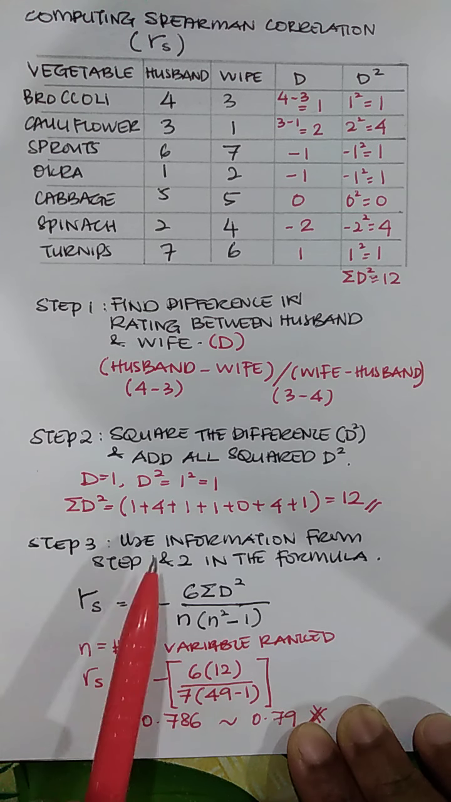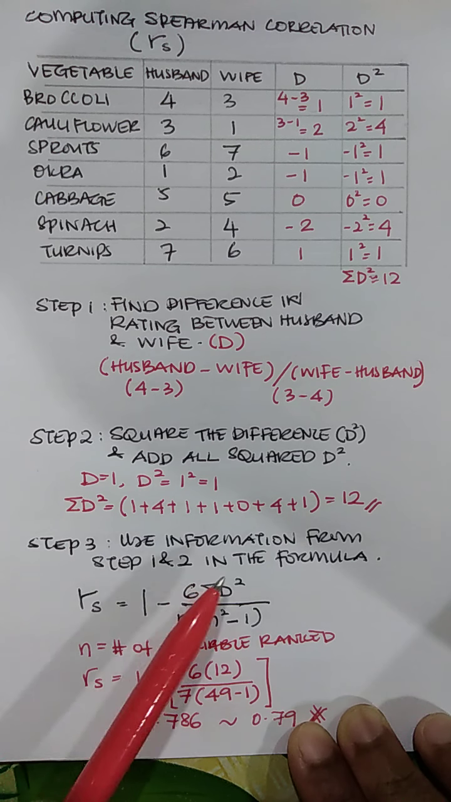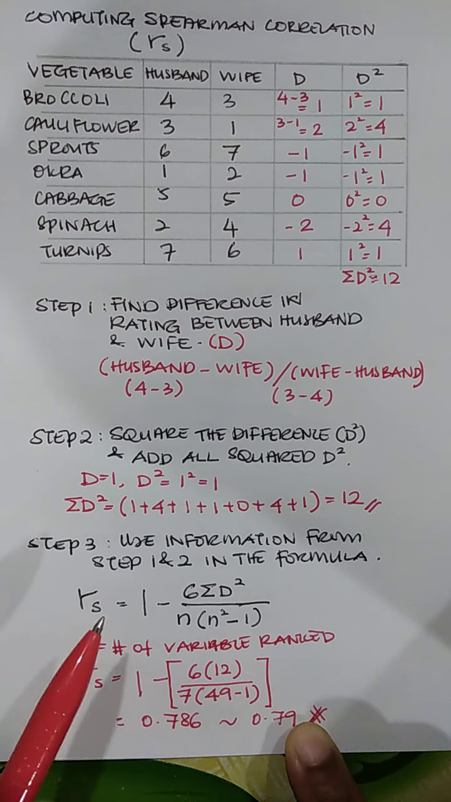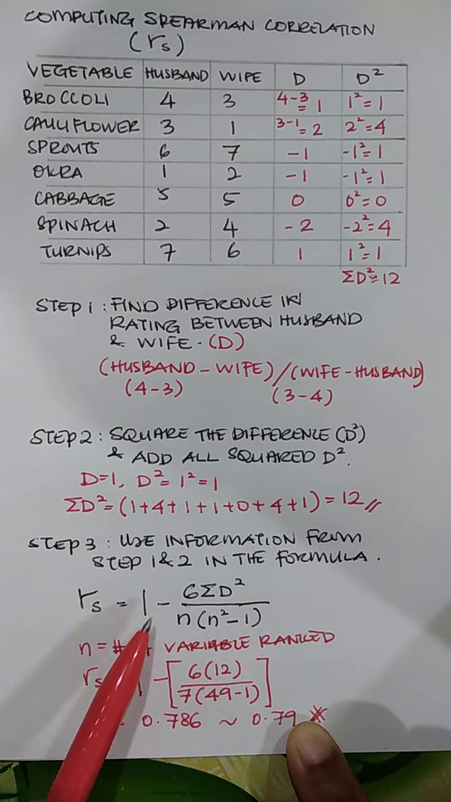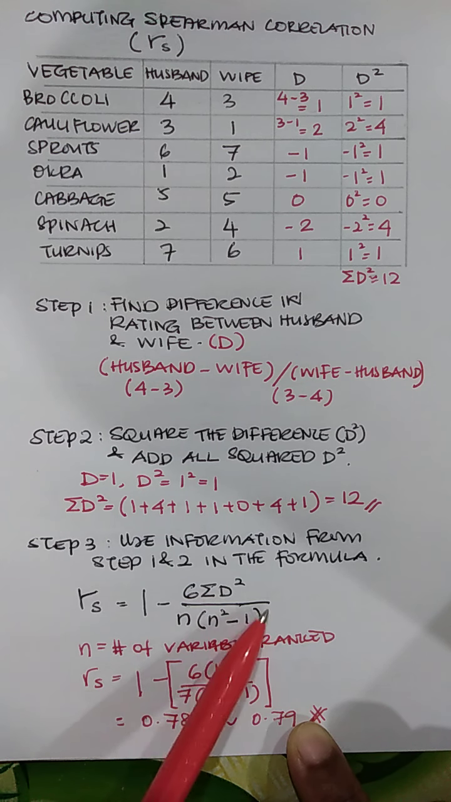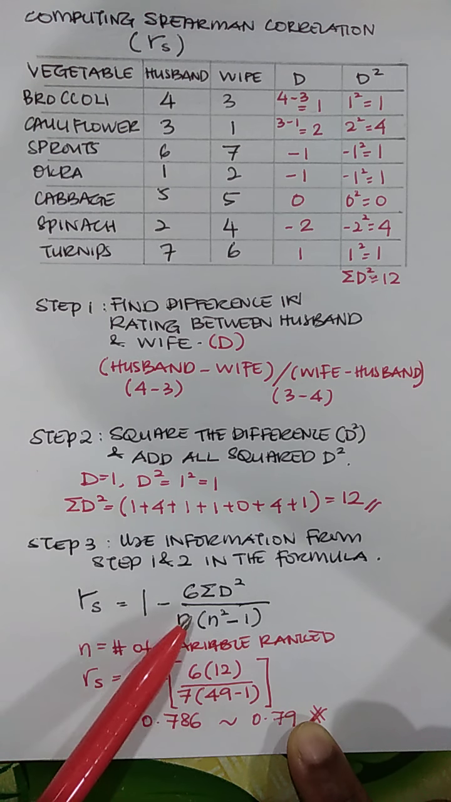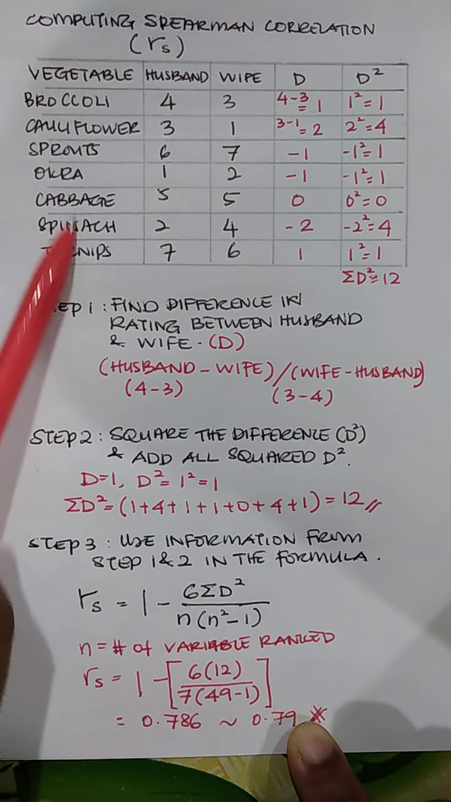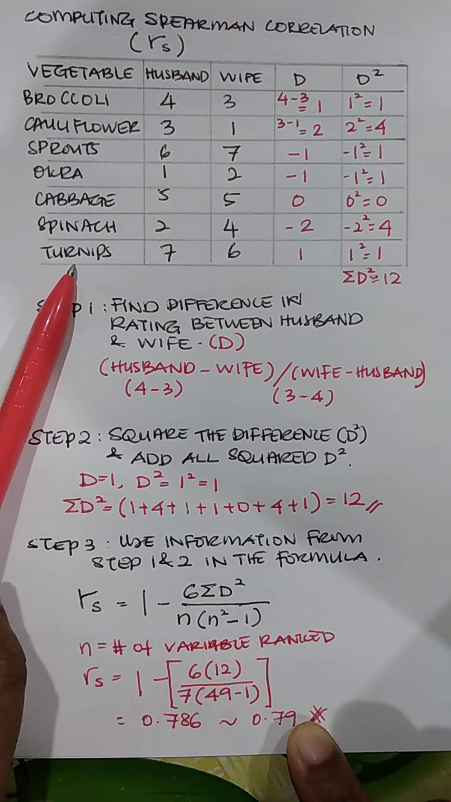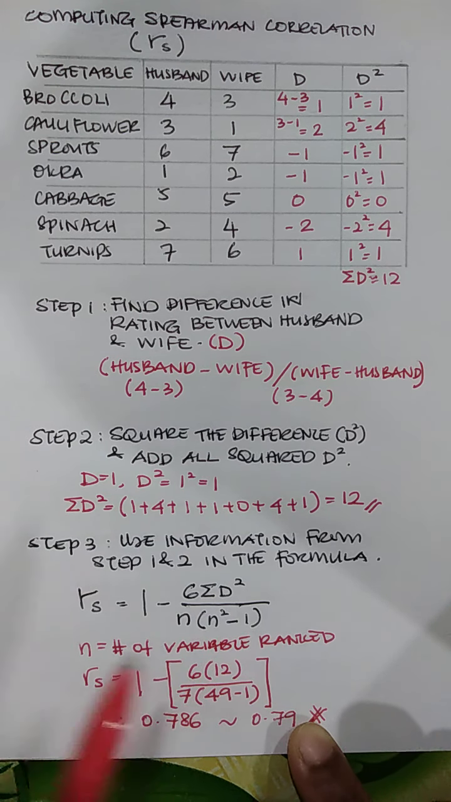The third step is to use the information from step 1 and step 2 in the formula. So what is the formula for Spearman? r_s equals 1 minus 6 times the sum of d squared, divided by n times n squared minus 1. The n is the number of pairs that you have, or the number of vegetables being ranked. You have how many? 7. So n will be 7.